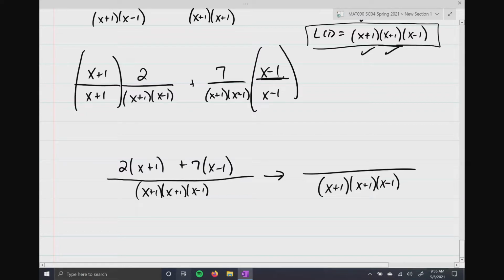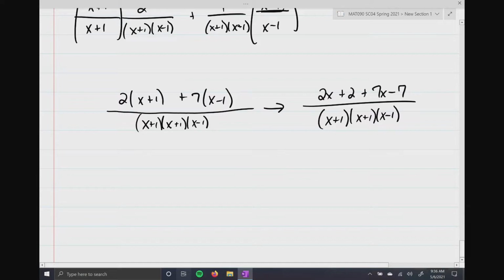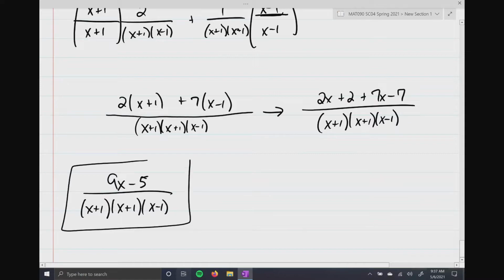All right. So in the numerator, that's where all the work is going to happen now. I got to distribute: 2x plus 2 plus 7x minus 7. I need to group like terms. 2x plus 7x is going to be 9x. 2 minus 7 is negative 5. And before I circle my answer, I always ask myself, that numerator, 9x minus 5, can it be factored? The answer is no, this cannot. So I know I'm done.